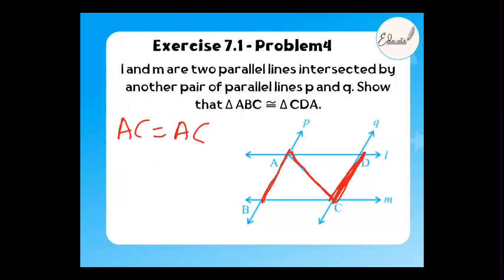Angle A and angle C. Angle A here and angle C here. Excellent. Okay, then what did we prove here? This angle and this angle, correct? Yes. This angle and this angle.